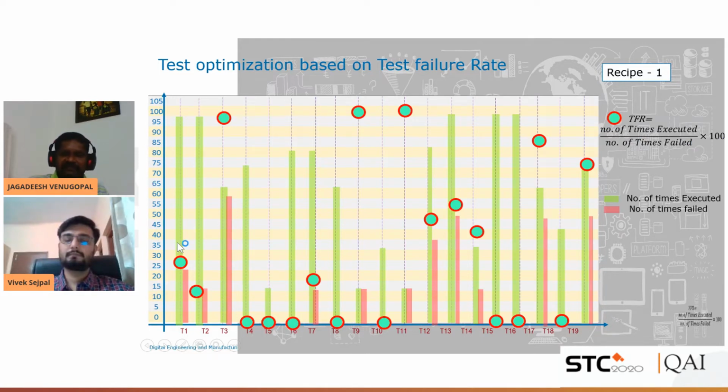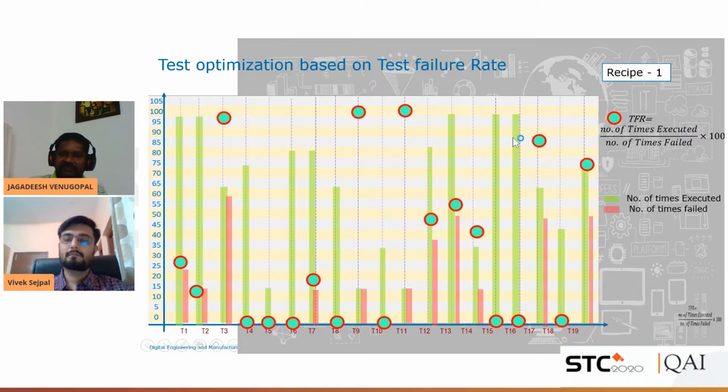Okay, so this itself gives you a lot of insights into how we can do better test optimization and prioritization. Look at the test cases that have zero TFR. What this means is that these test cases are being executed and have never failed. Look at test cases T15 and T16, executed almost 100 times and never failed. So I can really think: should I have to run these test cases when they are not giving me a failure at all?